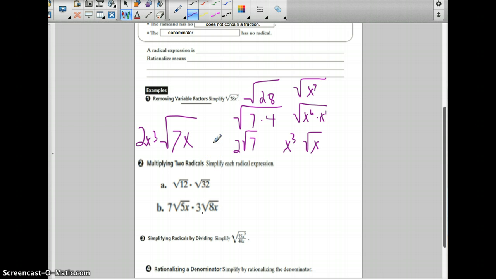Please in class make sure you ask about Mrs. Mona's rules for radicals and dating.